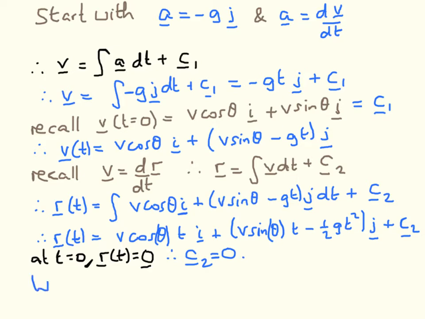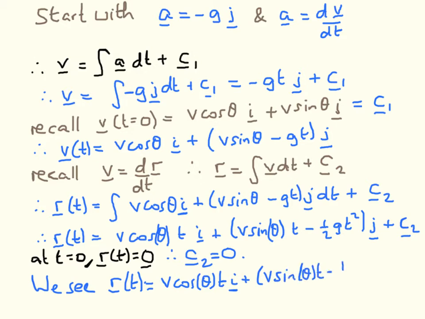So we see that r of t, this is the position vector that describes the trajectory, is v cos of theta t i plus v sine theta t minus a half g t squared j. And this is our answer for the position vector.